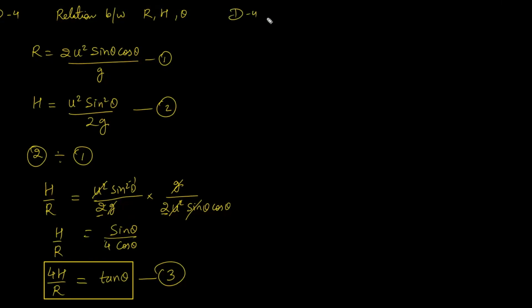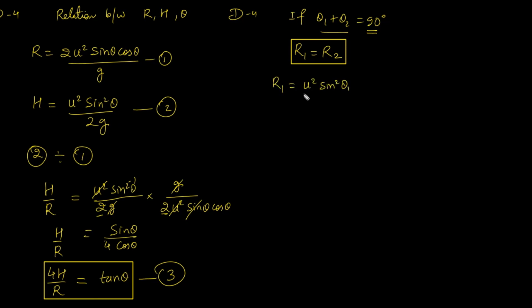Now the fourth one: if theta 1 plus theta 2 is 90 degrees, then range R1 will be equal to R2. This is the conclusion, that when the angles of projection theta 1 plus theta 2 are in such a way that their sum is 90 degrees, then the range will be the same. Let's say R1, if I write, is u square 2 sine theta 1 cos theta 1 by g.